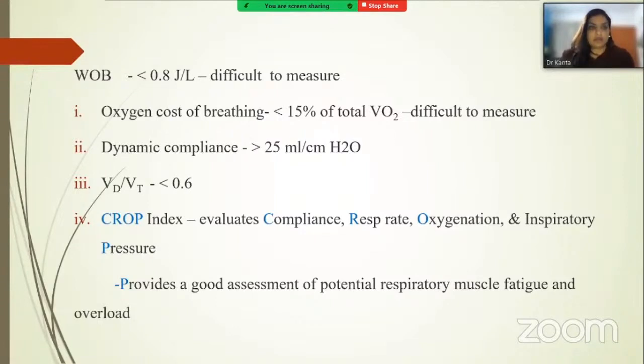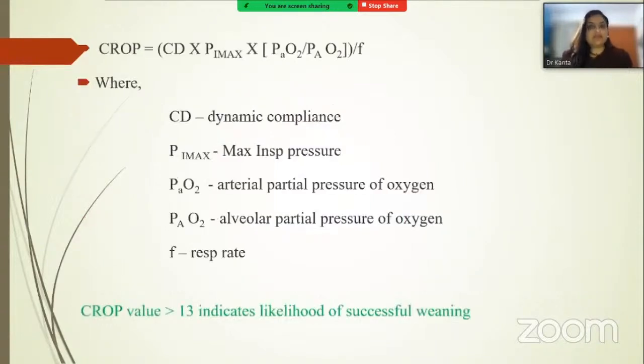Again, a difficult parameter to measure, that the oxygen consumption for respiration should be less than 15% of the total oxygen consumption of the body per minute. The dynamic compliance should be greater than 25 ml per centimeter of water, and the ratio of dead space to tidal volume should be less than 0.6. The CROP index provides a good assessment of potential respiratory muscle fatigue and overload. It evaluates the dynamic compliance, respiratory rate, oxygenation, and inspiratory pressure. This is the formula for the CROP index, where a value greater than 13 indicates the likelihood of successful weaning.